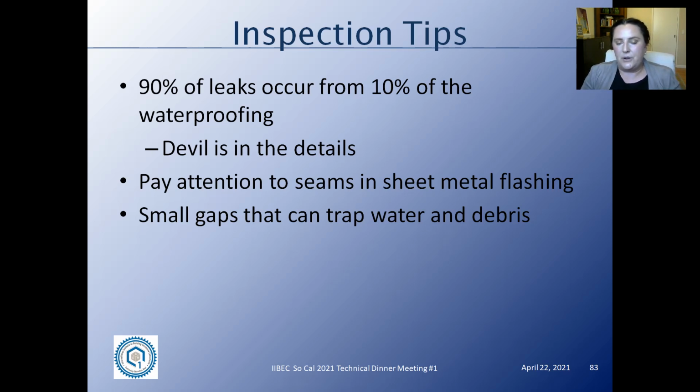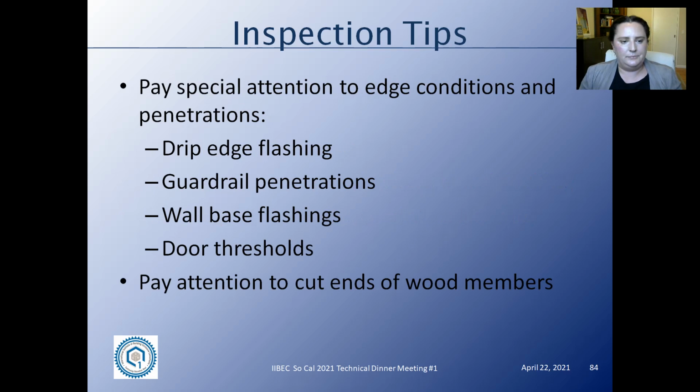Look for small gaps that can trap water or debris. These small gaps are very pernicious because they allow water in, but it's hard to get water out once you've got it into these small gaps. As I mentioned, pay special attention to the edge conditions and any penetrations. And then finally, pay attention to cut ends of wood members. So dry rot and termite infestation typically gets into the end grain of the wood. So if you have a cantilever joist, typically the decay and the termites start at the end of the joist, the free end of the joist, and work their way through.